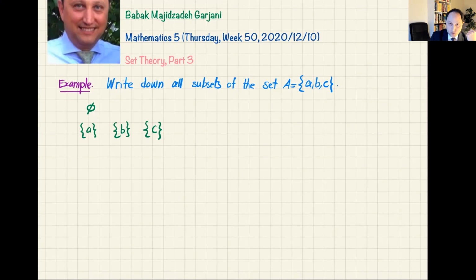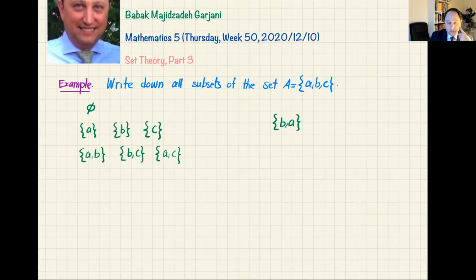Now I will have 2 element sets. One of them contains A and B, the other one contains B and C, the other one contains A and C. But let me ask you a question. Do you write B and A for a new one in this list?